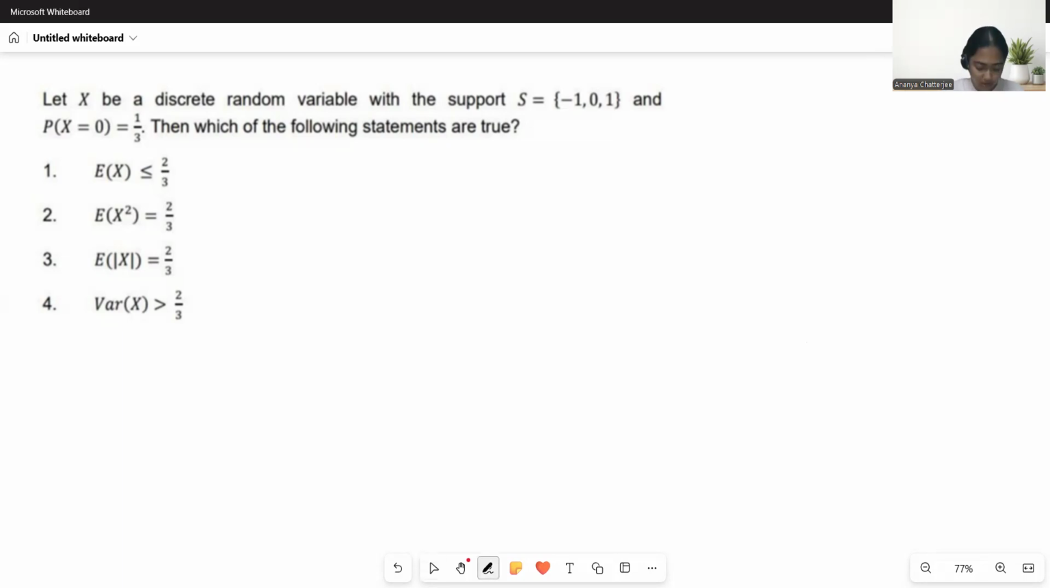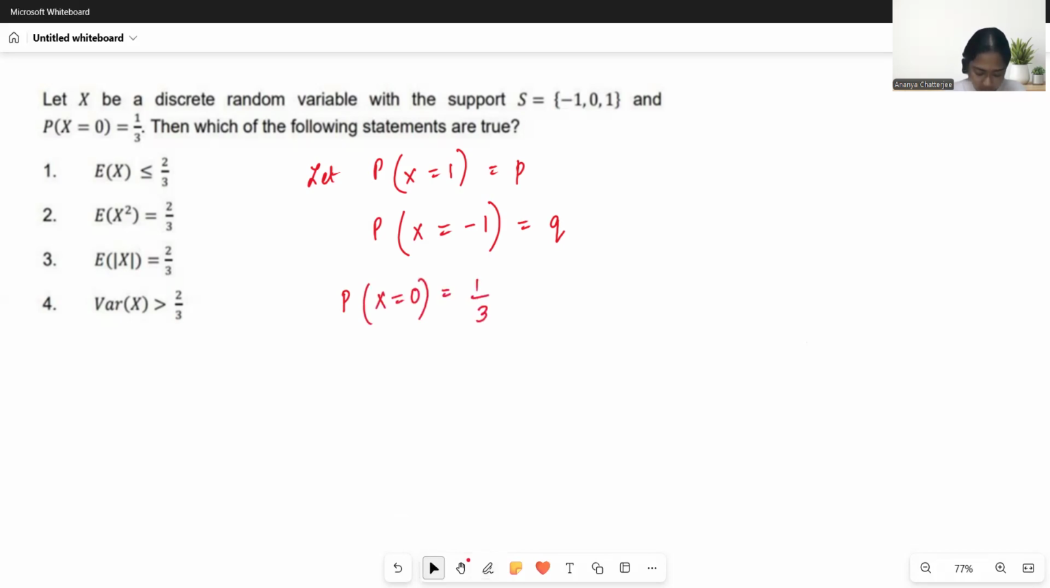Okay, let us first define the probabilities. Let probability x is equal to 1 be p. Now probability x is equal to -1 be q. Now it is given that probability x is equal to 0 is 1 by 3. So we can write p plus q is equal to 1 minus 1 by 3, that is 2 by 3, correct? The total probability should be 1.